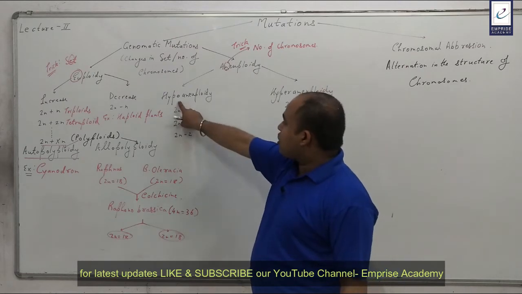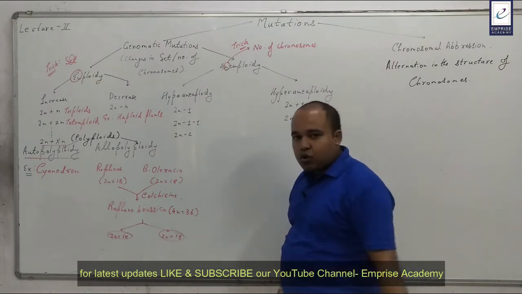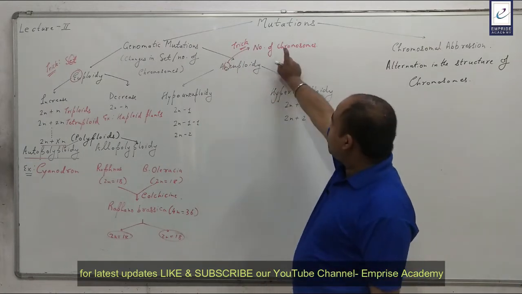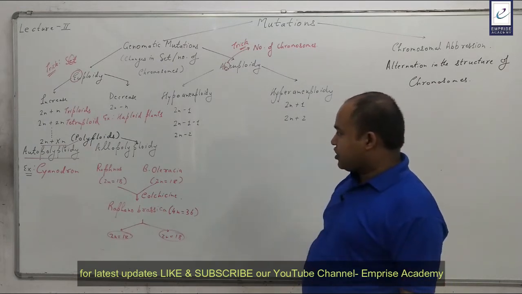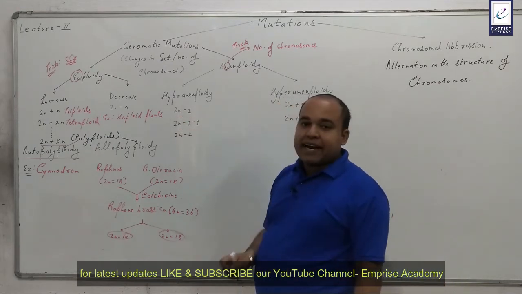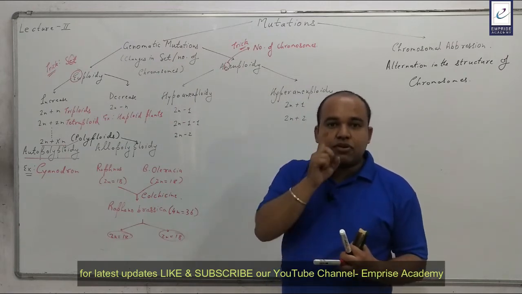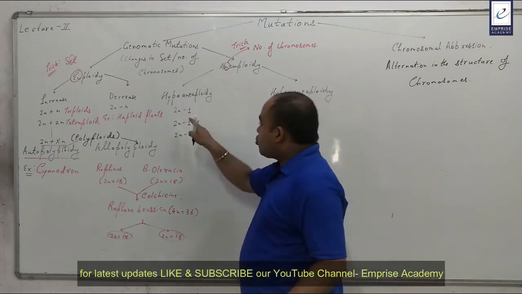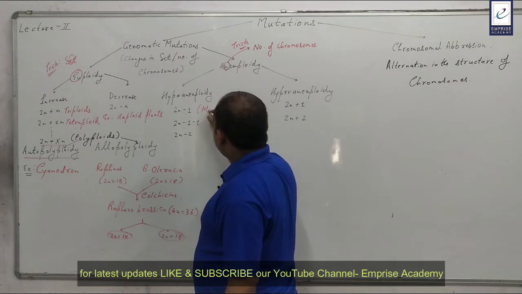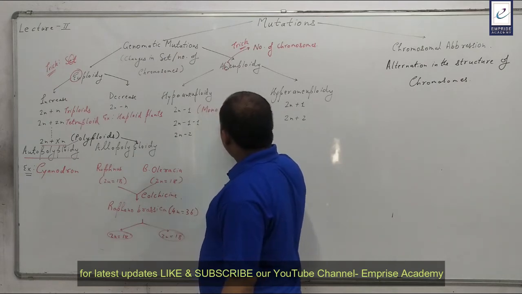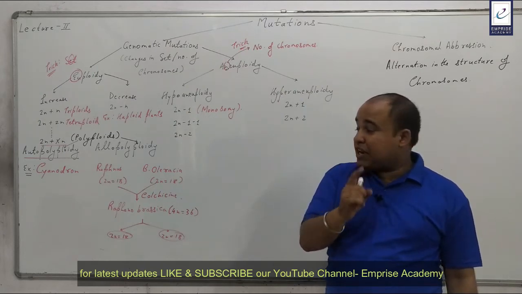Now, when you are talking about hypoaneuploidy, what is happening? That is aneuploidy, a change in the number of chromosomes. Chromosome का number change होने वाला है. Here there is a decrease in the chromosome number by 1. As there is a decrease in the chromosome number by 1, this will be referred to as monosomy. What do you mean by monosomy? There is a decrease in the chromosome number by 1.